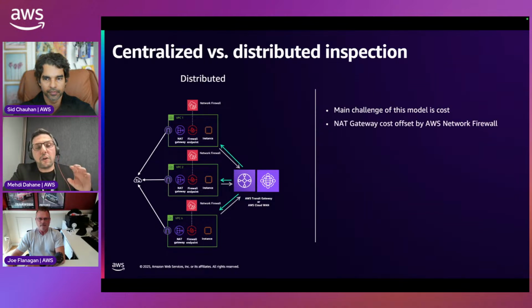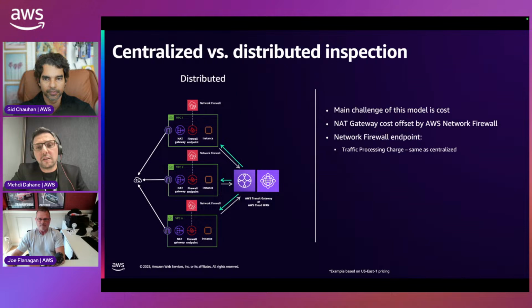So the first thing, you've got NAT gateways everywhere, but the NAT gateways cost will be offset by the AWS network firewall cost, right? So if you have NAT gateway and network firewall in the same account, you're not paying for NAT gateway, you'll be paying for the network firewall only. Again, it's the traffic processing that's going through the firewall. So whether it's distributed or centralized, it's going to be the same amount of traffic going through to the internet and hence through your firewall. So the difference is not there.